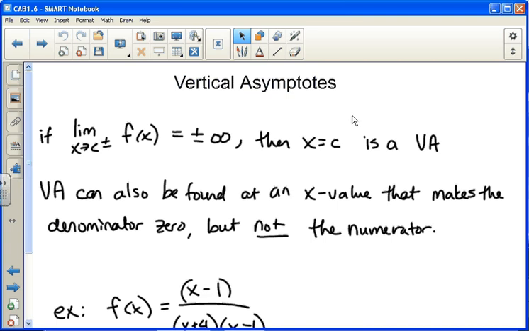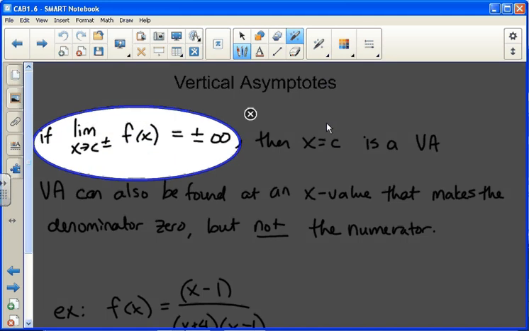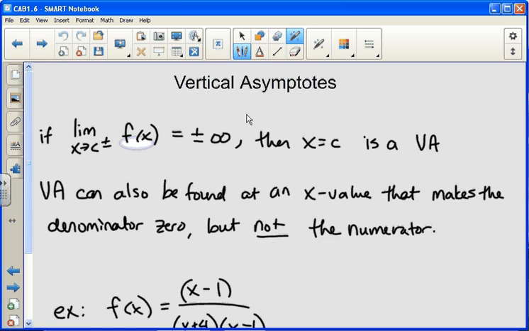And this right here is the key when it comes to vertical asymptotes. If the limit as x approaches a number from the left or the right gives you an answer of infinity or negative infinity, then you have a vertical asymptote at that x value. So again, if you are approaching a number, and your answer is infinity or negative infinity, then you have a vertical asymptote. So that's the key you need to see: when you take the one-sided limit at a value, if your answer is infinity, you have a vertical asymptote.